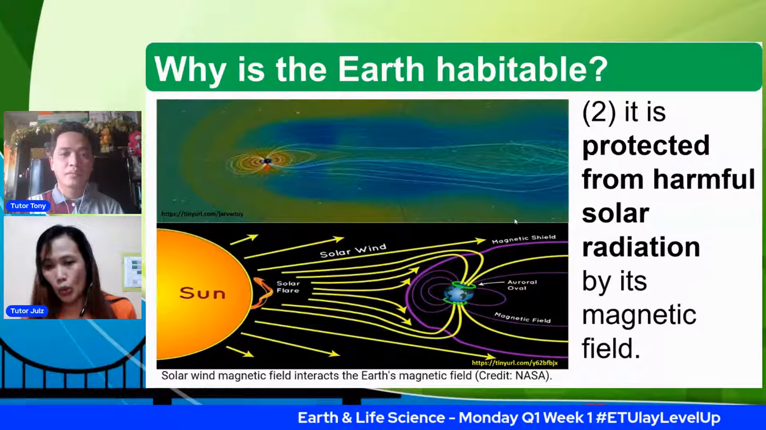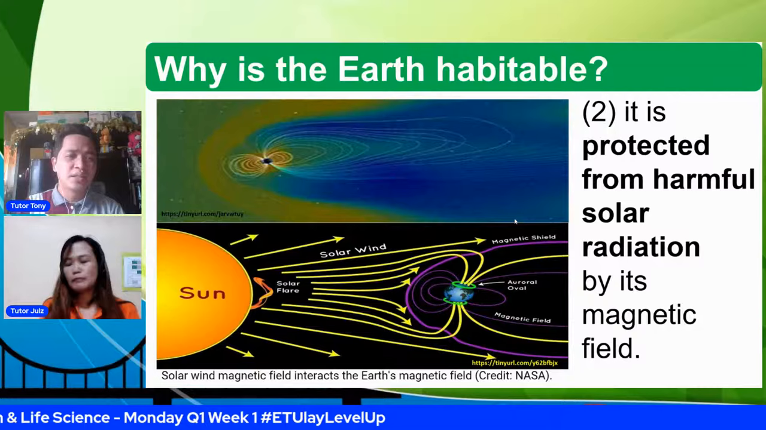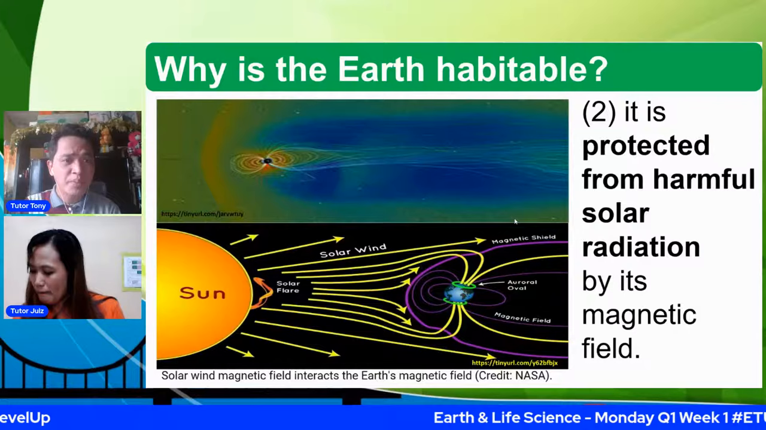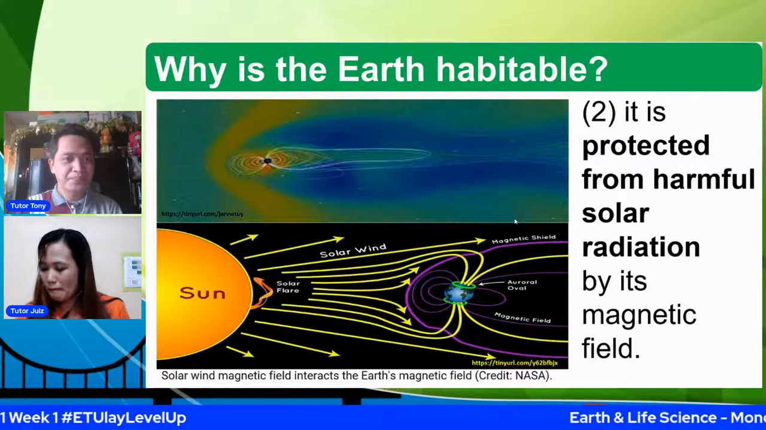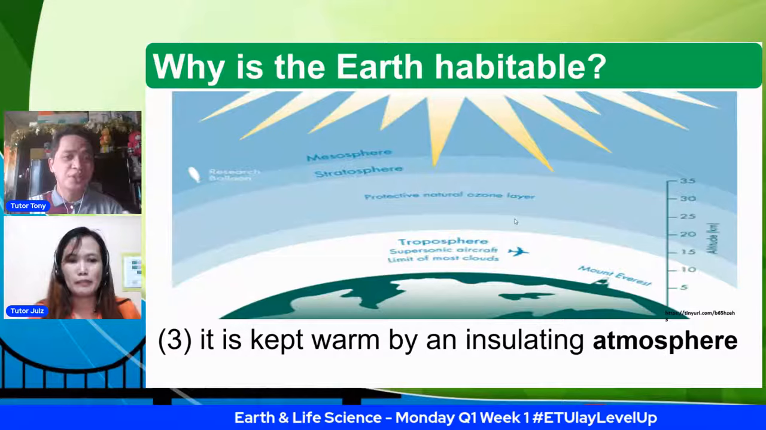Okay, so it also serves as a protection from the destructive, or rather negative, effects of the solar wind, the solar prominences, or anything ejected by the sun, because our sun, the center of our solar system, is very highly energized. Next, ma'am. So with the right distance, we have additional protection.